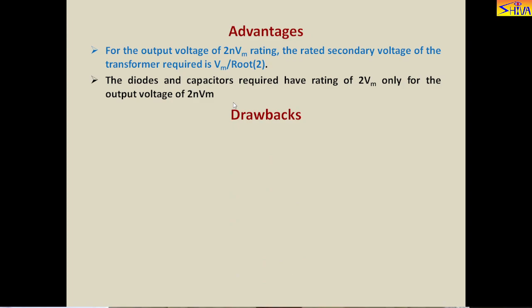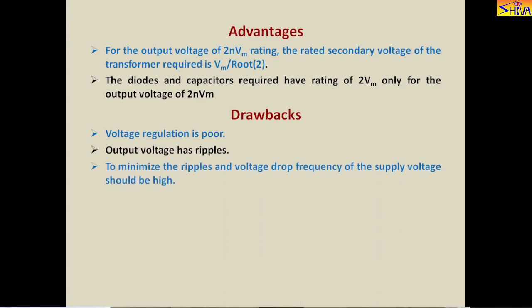Now let us see what the drawbacks are. First drawback is voltage regulation is poor. As soon as we load the transformer, there is considerable voltage drop, therefore voltage regulation is poor. Second, output voltage has ripples. And third, to minimize the ripples and voltage drop, the frequency of the supply voltage should be high. So we have to design a transformer with high frequency. So that is an additional requirement.